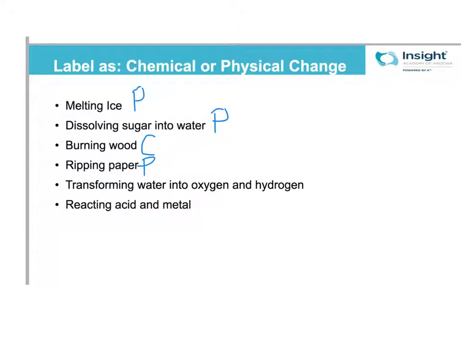Transforming water into oxygen and hydrogen. I'm going to take water and turn it into oxygen and hydrogen. Since that sounds a lot like I have new chemicals at the end, that one's a chemical change. Then reacting acid and metal. There should be one word in here that zones you in. Focusing on this word reacting, that means a chemical reaction is taking place. That's a chemical change.